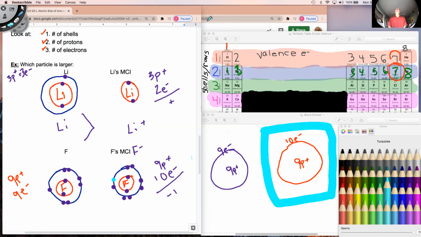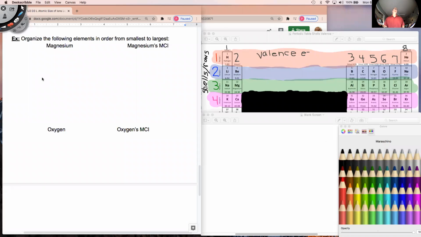All right, let's do a couple more examples and then get you out of here. Okay, I hope I'm keeping you under the time. So let's figure out which is bigger, magnesium or magnesium's most common ion. Let's go through it without going through the whole thing. Let's take a look at the valence electrons. Magnesium has 2 valence electrons.